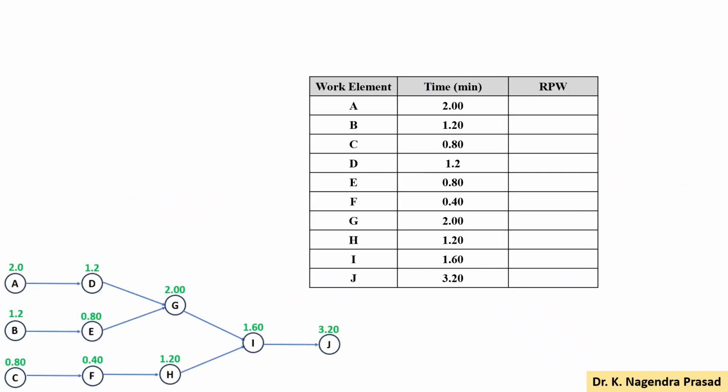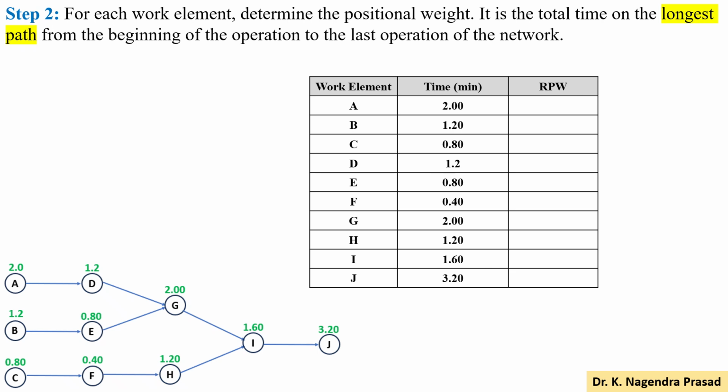So step 2 is, for each work element, determine the positional weight. So I have to determine the positional weight for each work element, and positional weight is the total time on the longest path from the beginning of the operation to the last operation of the network. So first I have to determine the positional weight of the work element A. For this one I have to observe the network diagram. So positional weight is the total time on the longest path.